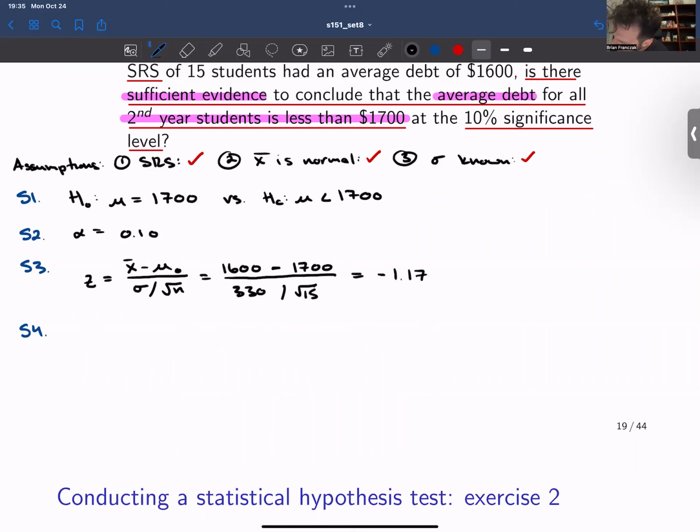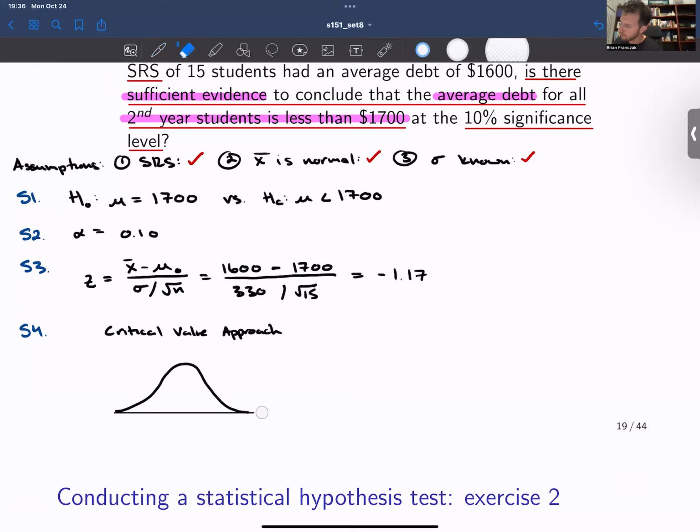All right, so with the critical value approach, I start by sketching a standard normal curve. Okay, so the same thing that we've been doing for a few weeks now. All right, so here's my standard normal curve. It looks something like this. Right, and this thing is centered at 0.